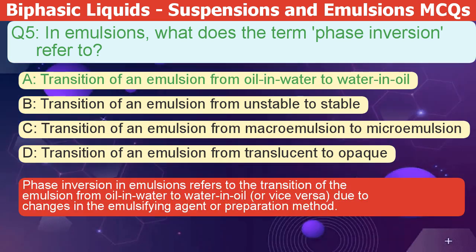The correct answer is A. Phase inversion in emulsions refers to the transition of the emulsion from oil in water to water in oil, or vice versa, due to changes in the emulsifying agent or preparation method.